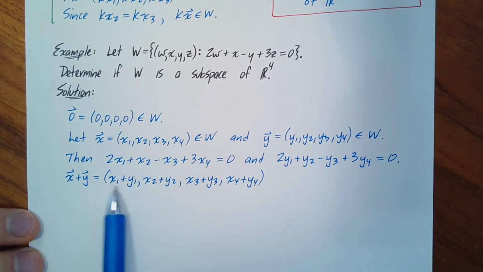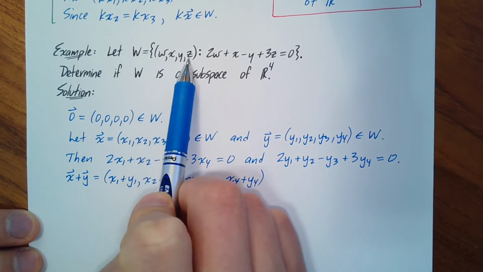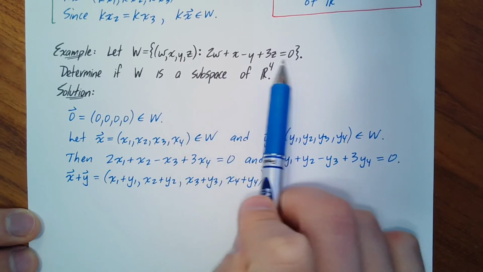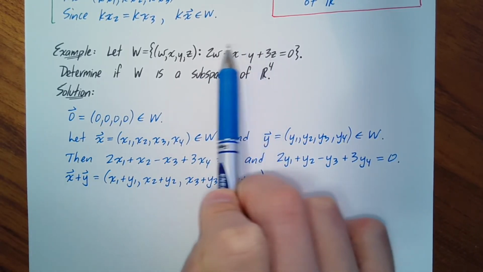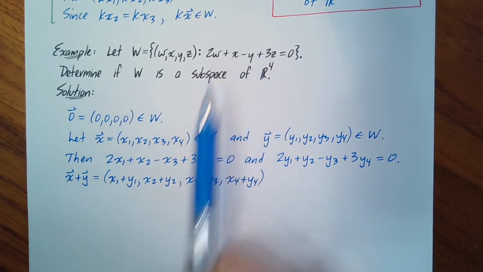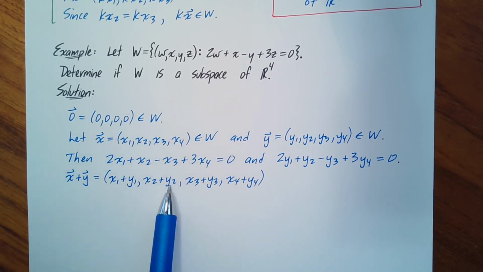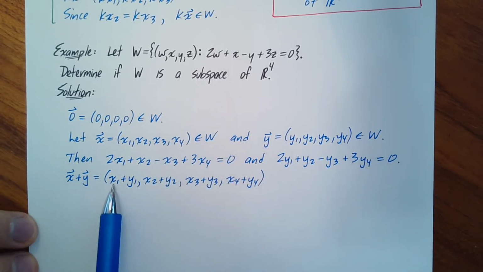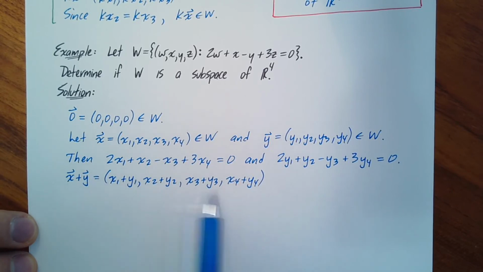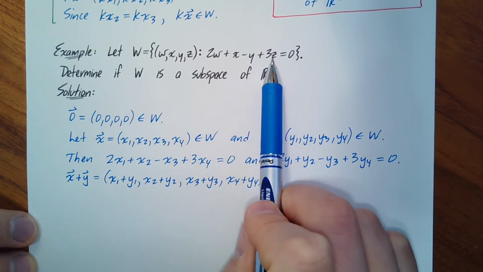We have to demonstrate that these four coordinates, if we substitute them in for W, X, Y, and Z respectively, then this equation ends up being true. So how about this? Why don't we just take the left-hand side of this equation and plug in x1 plus y1 for W, x2 plus y2 for X, x3 plus y3 for Y, and x4 plus y4 for Z.